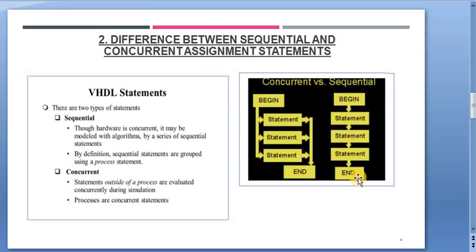As you observe the figure on the right, the concurrent signal assignment statements are those which happen to be outside of a process, and these are evaluated concurrently during the simulation stage of process. So this was the difference between these two, sequential and concurrent. I hope you now have a thorough understanding of this topic of assignment statements. Now let's move to the next slide for the study of sequential statements and process.